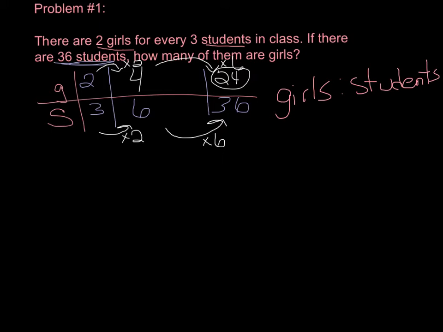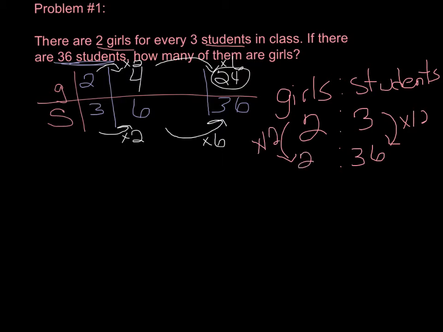And I know that I have 2 girls for every 3 students. And I must figure out again how many girls I would have for 36 students. I know to go from 3 to 36, I am multiplying 3 by 12. So I must also multiply 2 by 12 and still will get my 24 to 36 for girls to students ratio.